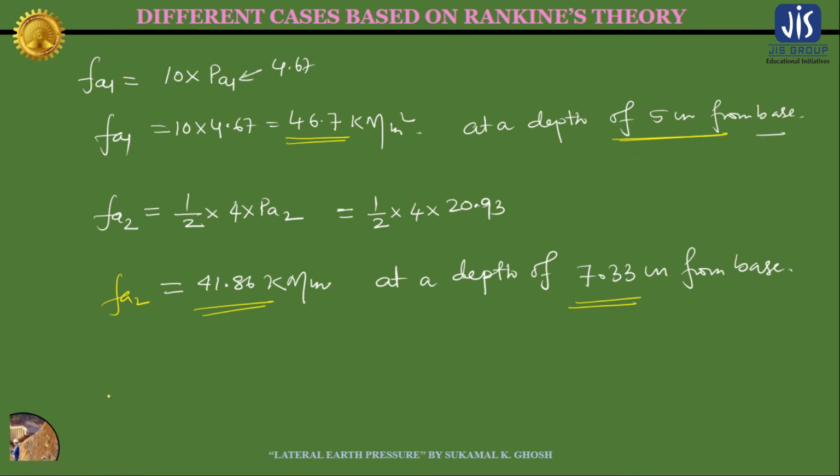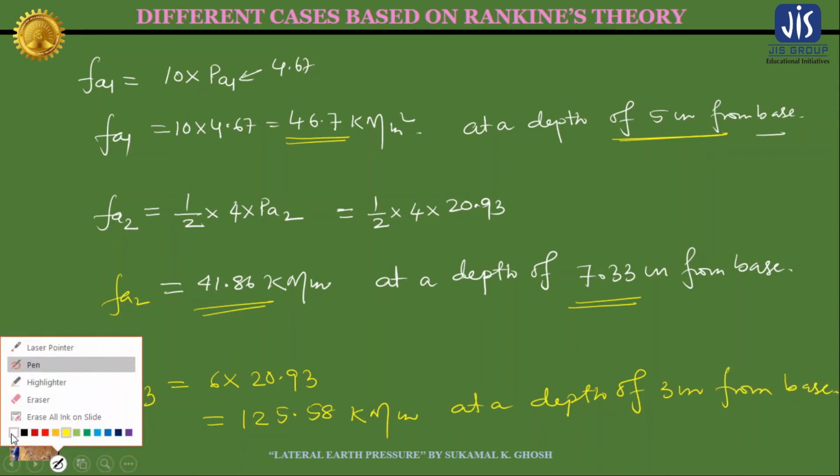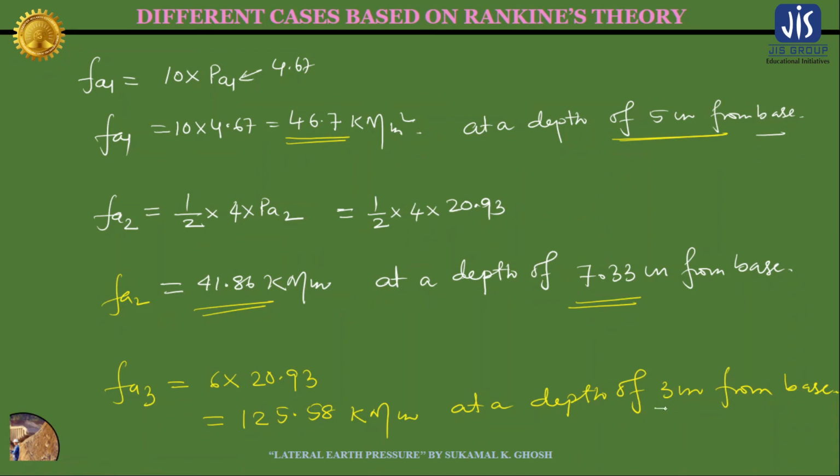Okay, so let me calculate the value of Fa3. It will be height into base width, right? So it is 6 into 20.93. So if you solve it, you will have 125.58 kilonewton per meter acting at a depth of 3 meter from base. Okay, and this is the value of Fa3.